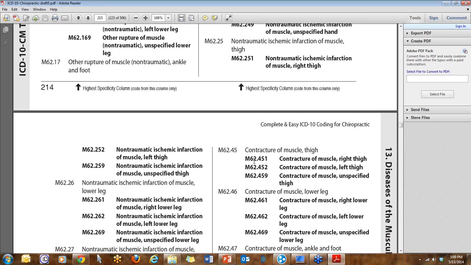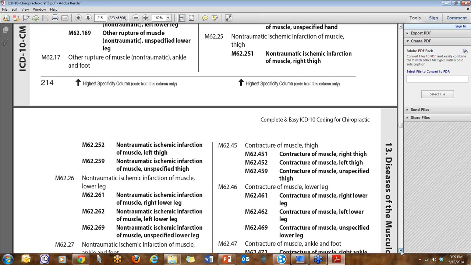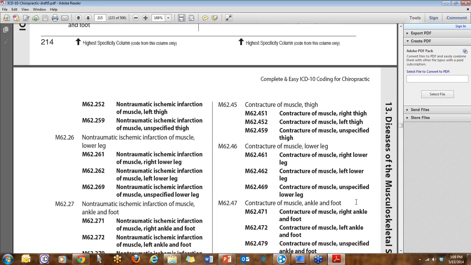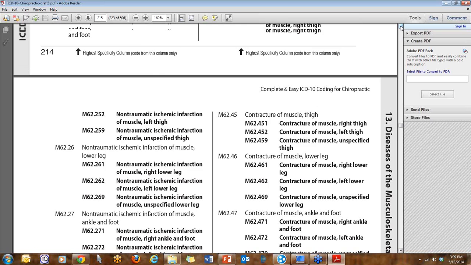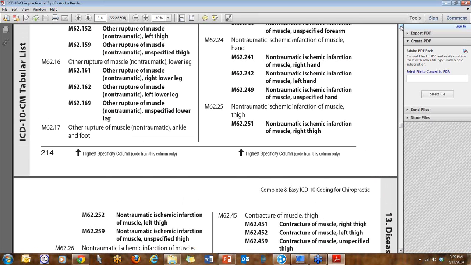piriformis, I would probably use this right here, M62.451, contractural muscle, right thigh. Unless we can find, this is lower leg, muscle, thigh. I'm not seeing anything with the pelvic or buttock here.